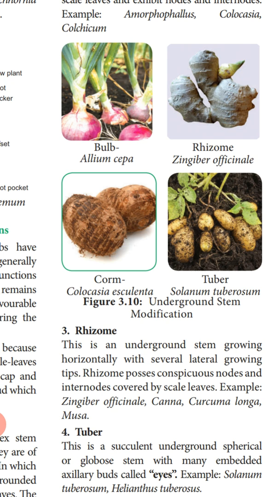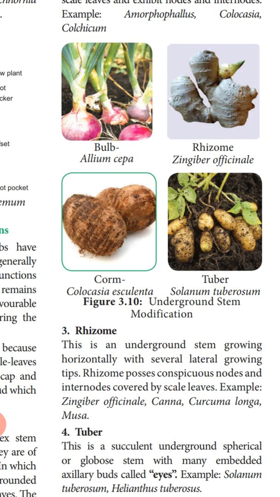Rhizomes possess conspicuous nodes and internodes covered by scaly leaves. So here easily visible nodes and internodes are present, and they are protected by the scaly leaves present at the nodes. Example, Zingiber officinale, that is ginger. These are examples of the rhizome. Even Musa, that is the banana plant, also has an underground stem rhizome.